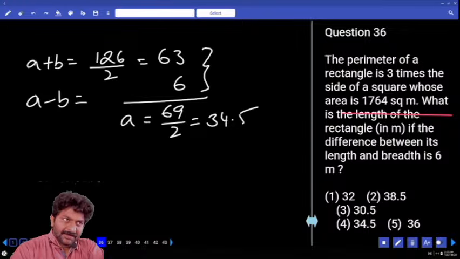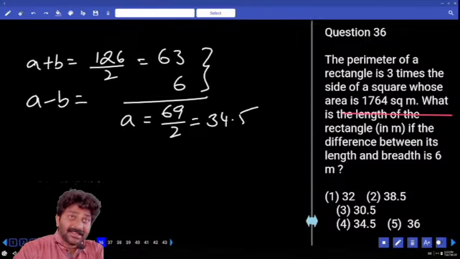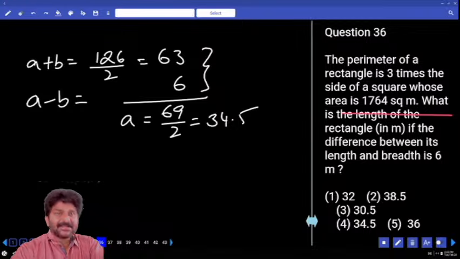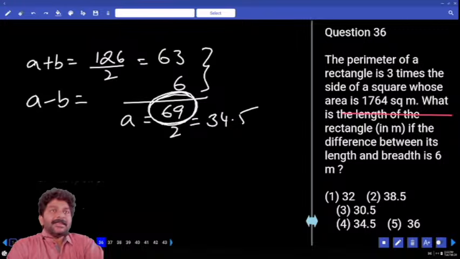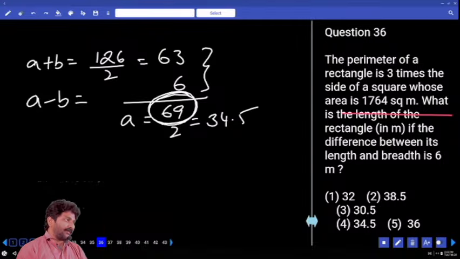Did you understand my terminology? What did I say? 35 minus half. How did I get that? I am assuming 69 as 70 minus 1. By half, in the sense, 70 and half of it is 35, minus half is 34 and half. Okay.